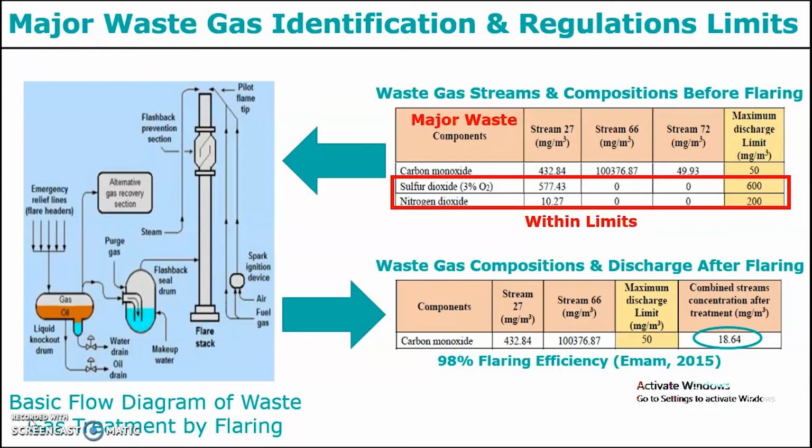Maximum discharge limits of all these gases are found in the Environmental Quality Act under Clean Air Regulation 2014. From the table on the right side, it can be seen that sulfur dioxide and nitrogen dioxide do not require treatment as they are already within limits. Carbon monoxide goes through gas flaring as shown in the diagram on the left. Assuming a 98% flaring efficiency according to literature, after flaring, the concentration of carbon monoxide is calculated to be 18.64 mg per meter cube, which is within limits and is shown in the right side table below.